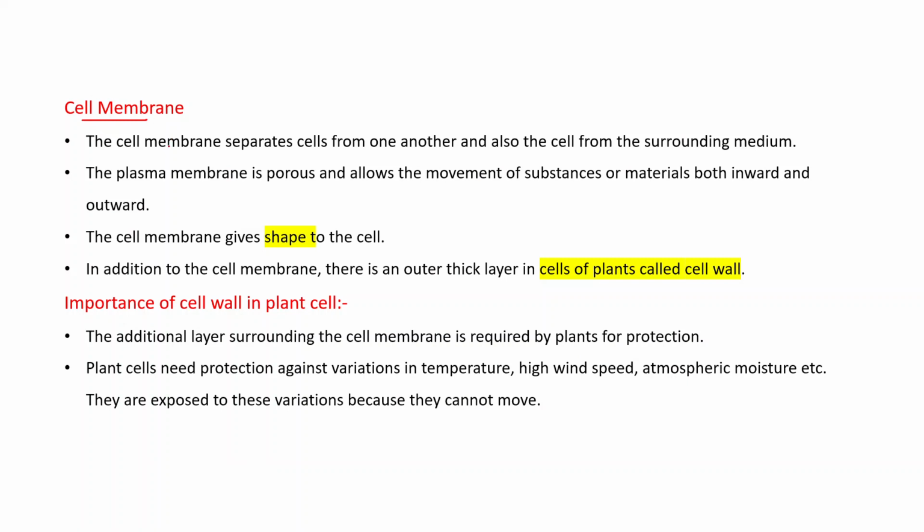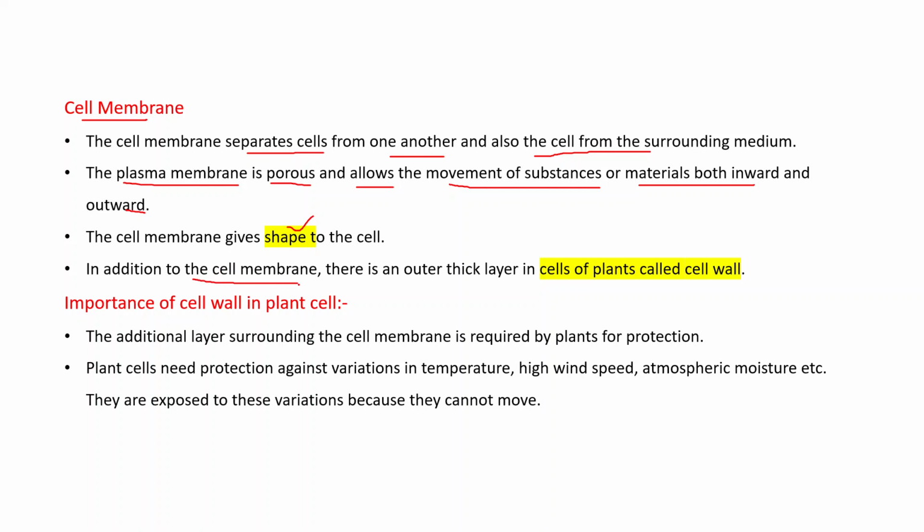Cell membrane. The cell membrane separates cells from one another and also the cell from the surrounding medium. The plasma membrane, which is another name for the cell membrane, is porous and allows the movement of substances or materials both inward and outward. The cell membrane gives shape to the cell.